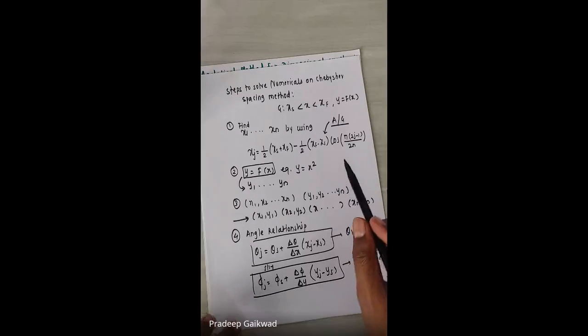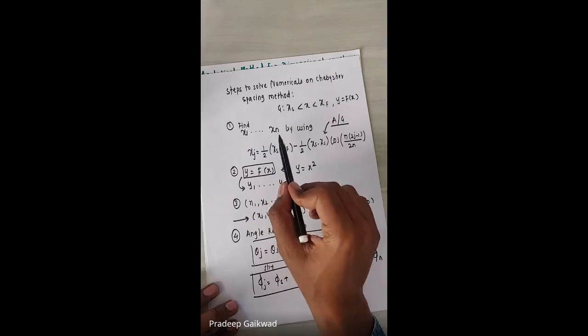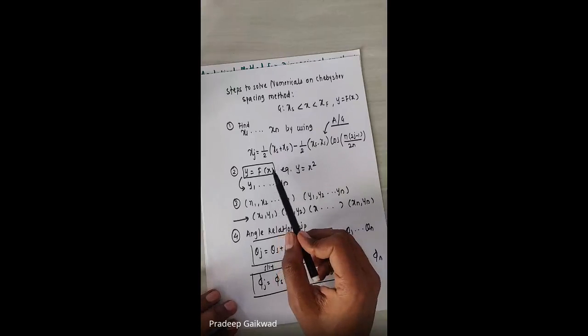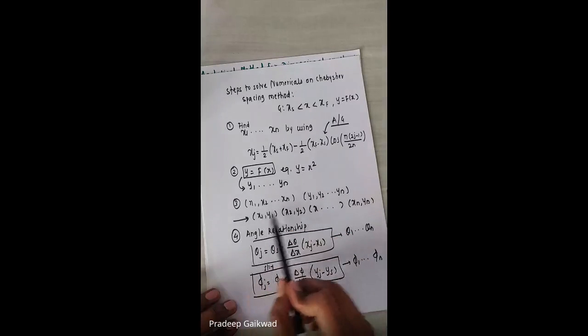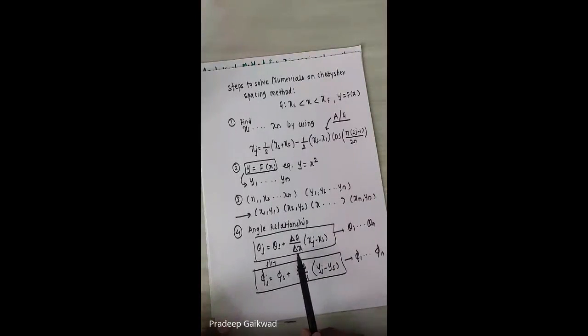It's very simple. I repeat, if I need to find only theta 1 to theta n and phi 1 to phi n: first find x1 to xn by either the graphical or analytical method. In the second step, use y equals f of x to obtain y1 to yn. Get the precision points in the third step, and in the last step, use the angle relationships to get the values of theta 1 to theta n, phi 1 to phi n.